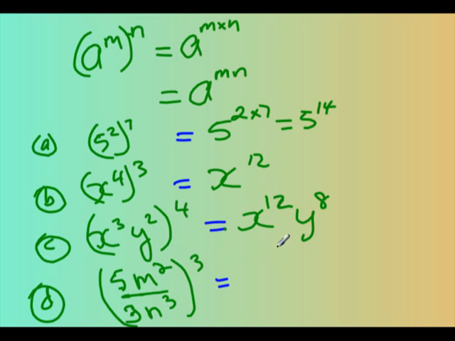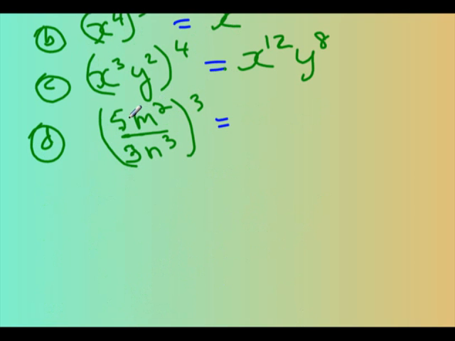Okay, let's now see if we can apply this rule right here as well. 5 has a power of 1 and 3 has a power of 1. m has a power of 2, n has a power of 3. So we're going to multiply. Now this bracket is around everything, so we're distributing this power onto all these powers by multiplication.